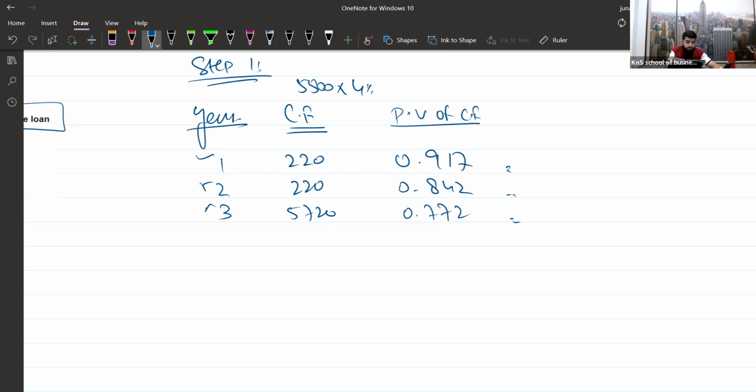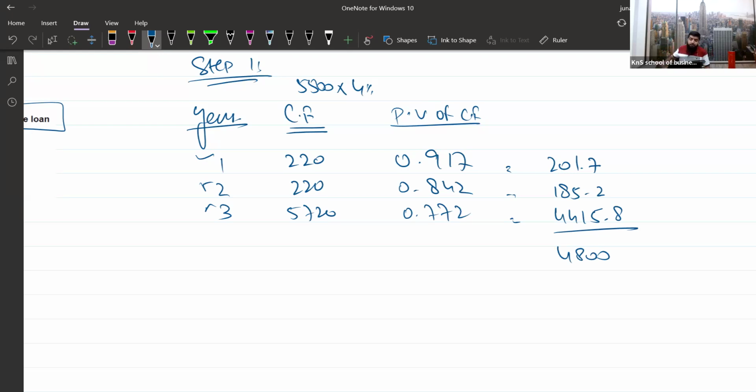Now let's calculate the present value of all future cash flows. 220 multiplied by 0.917 is 201.7. Then 220 multiplied by 0.842 is 185.2. Then we have 5,720 multiplied by 0.772, which is 4,415.8. If we total it, 4,415.8 plus 185.2 plus 201.7 is something like 4,802, or about 4,800.